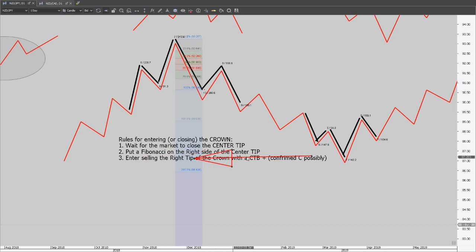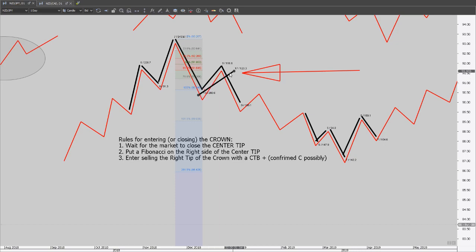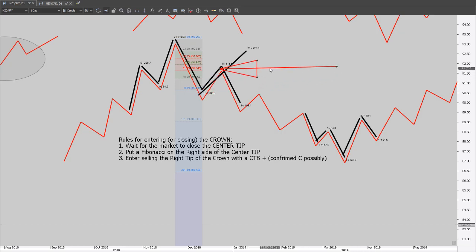Number 3, enter selling the right tip, which is this one, of the crown with a counter trend line break and confirmation possibly. This is what happens when you want to tell a lot of things in a short period of time, right? When the market is going to form the right tip of the crown, we are going to draw a counter trend line, and this is our original Fibonacci, this is our contrarian, and we are going to short with the counter trend line break, possibly with the confirmation.